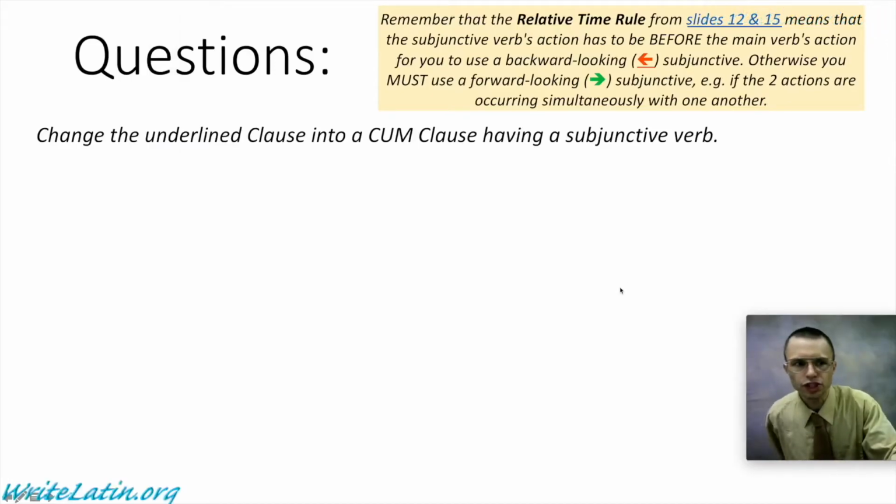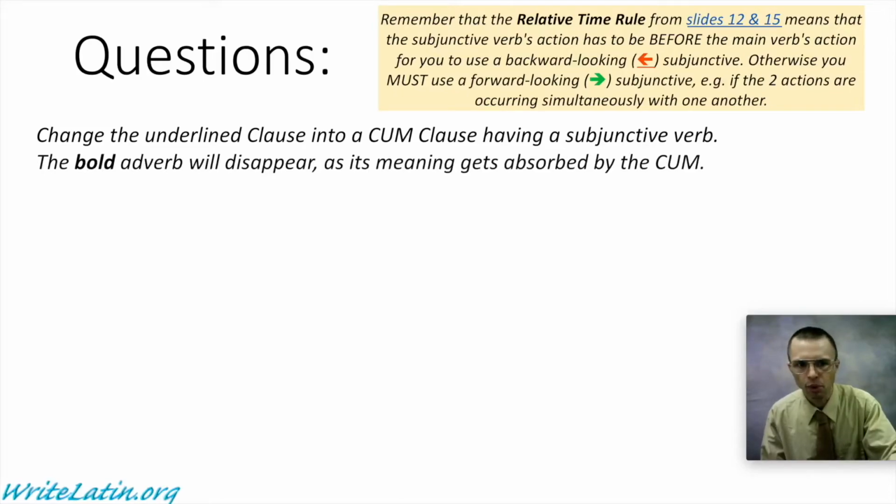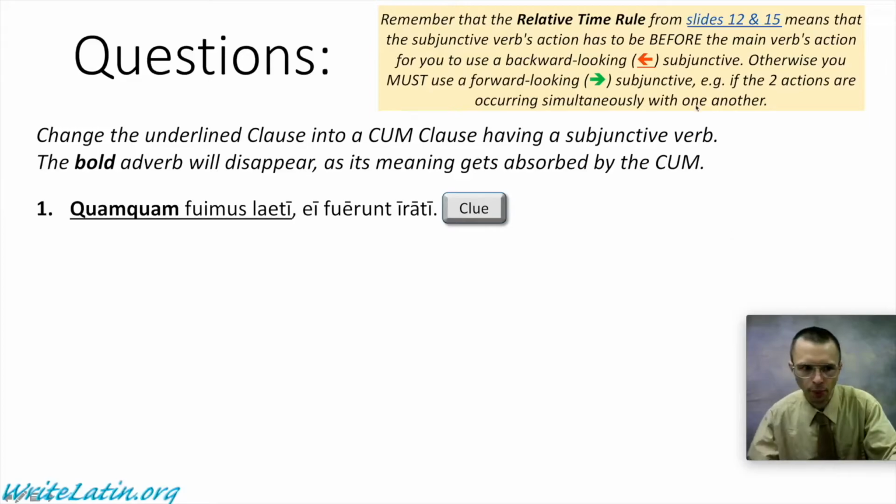All right, so change the underlined clause into a cum clause having a subjunctive verb. The bold adverb will disappear as its meaning gets absorbed by the cum. All right, so although is going to disappear. You're going to replace although with cum of some sort, and then you want to turn this whole underlined thing into a cum clause by making the verb subjunctive. Now, when you do this, you're going to think to yourself, well, which of the 4 tenses of subjunctive should I use? And look up here in the box for that.